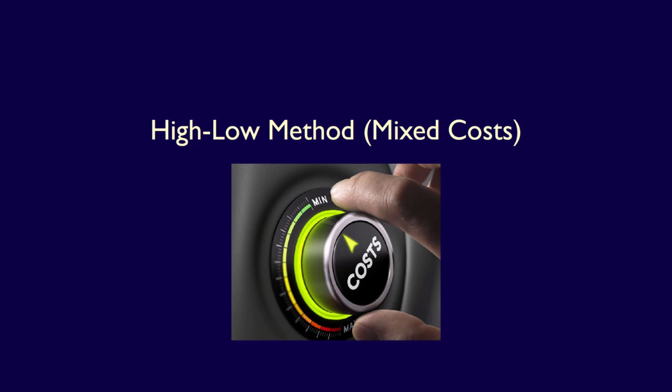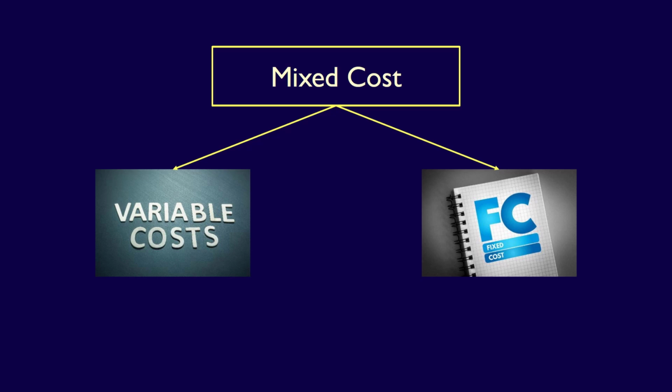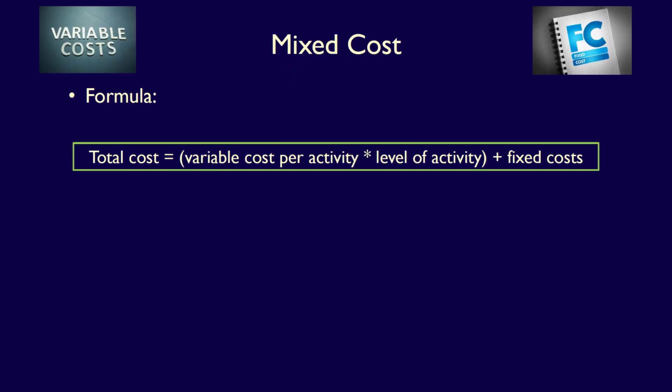In this video, we'll be discussing the high-low method of classifying costs. Remember that a mixed cost, sometimes called a semi-variable cost, is a cost which has both a variable cost component and a fixed cost component. The formula for a mixed cost is as follows. Total mixed costs are equal to variable cost per activity multiplied by the level of activity plus fixed costs.